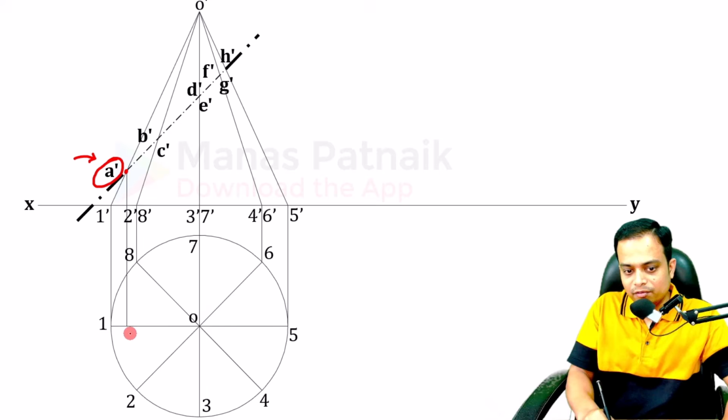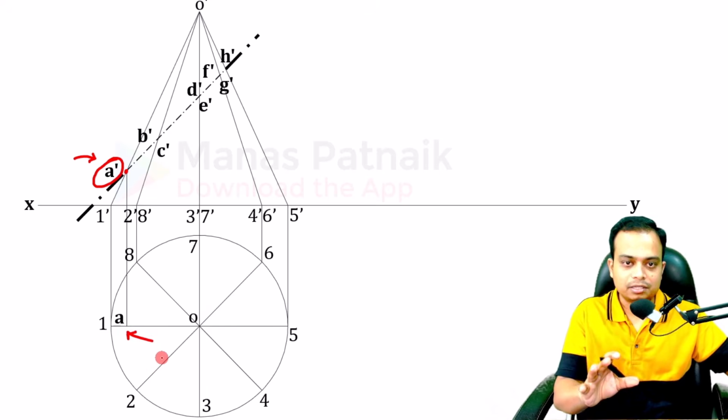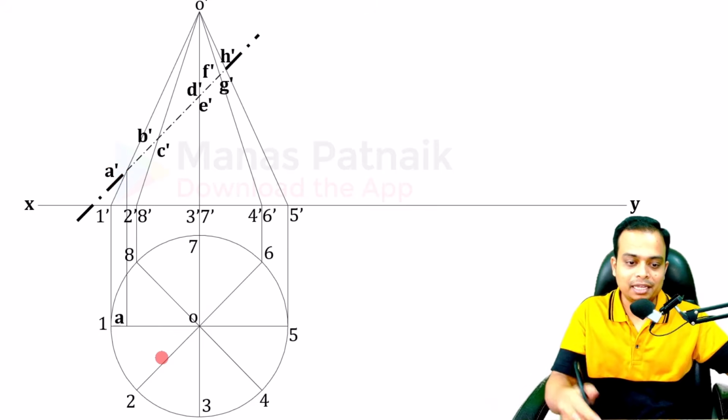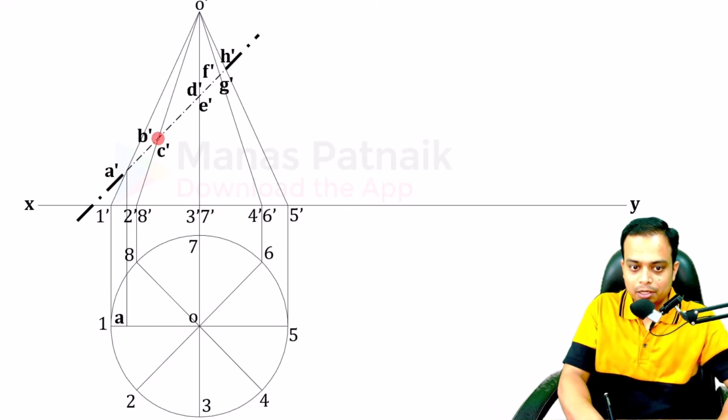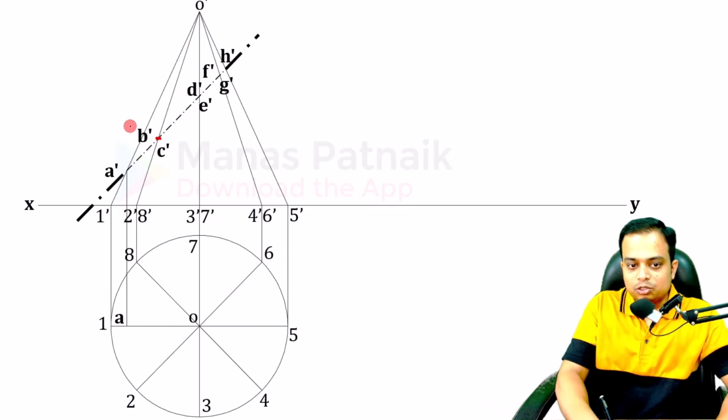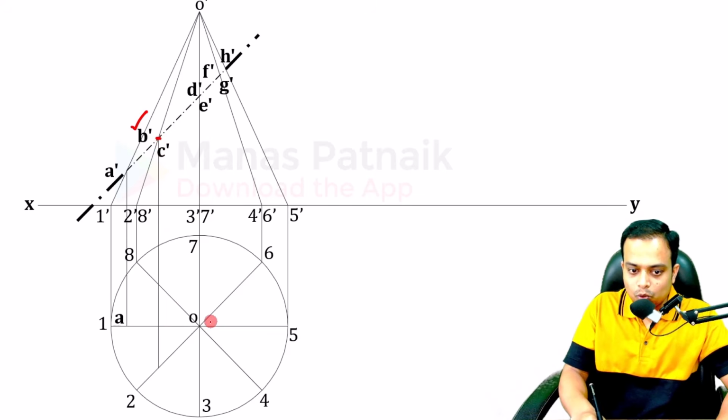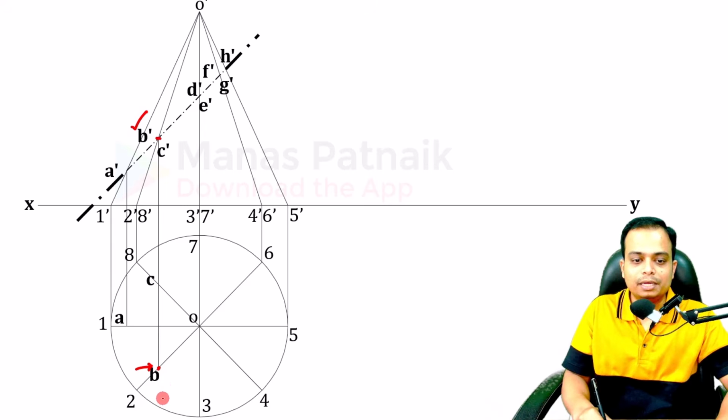Similarly, O1 will have this point as A. This is how you need to repeatedly keep on marking points. Similarly, here O2 dash has got B dash, so I can bring this point in the downward direction. O2 is going to have this point, which is going to be called B.